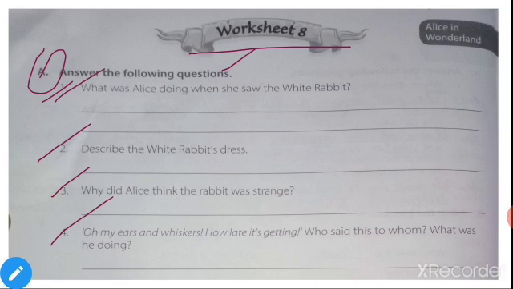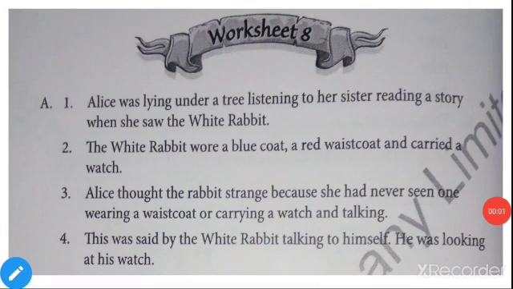Okay. Here first one, what was Alice doing when she saw the white rabbit? Then second one, describe the white rabbit's dress. Then third one, why did Alice think the rabbit was strange? Then fourth one, oh my ears and whiskers, how late it's getting. Who said this to whom? What was he doing? Here answers for you.